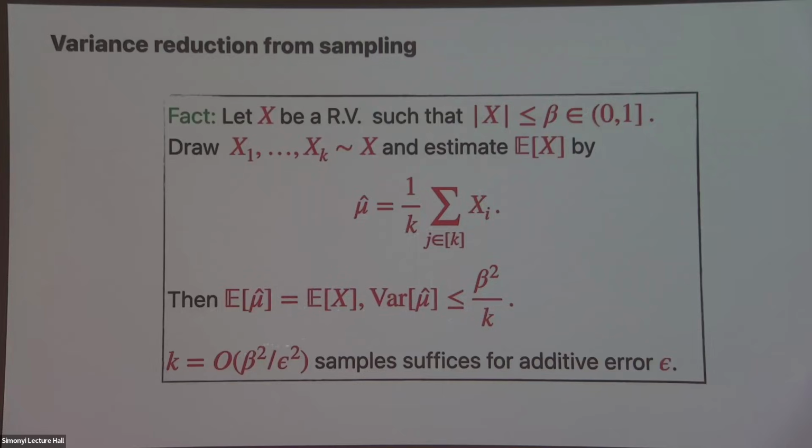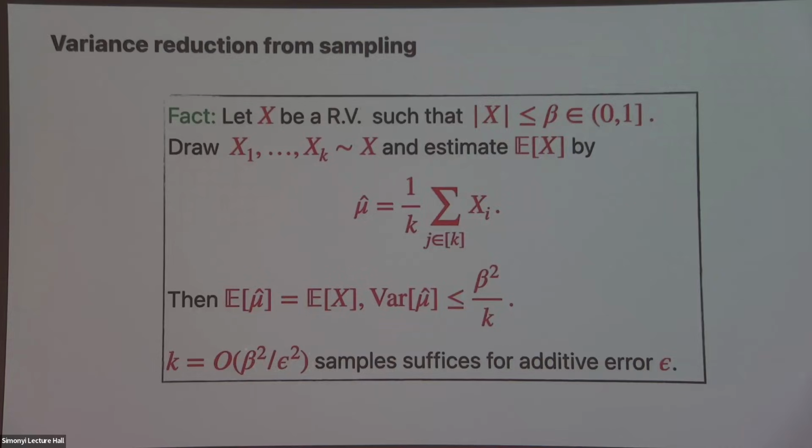So what this tells us is that if I want an epsilon additive approximation to the mean, I want my variance to be like epsilon squared. So taking k equal to beta squared over epsilon squared samples suffices to get additive error epsilon. So of course, if all you know about X is that it's bounded by 1, then tough luck. You'll get 1 over epsilon squared, which we just got in the previous slide.